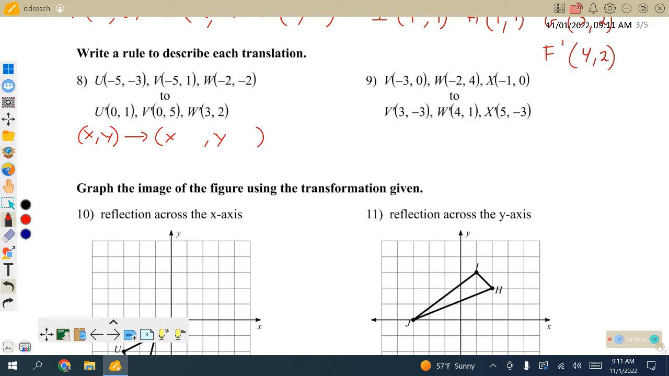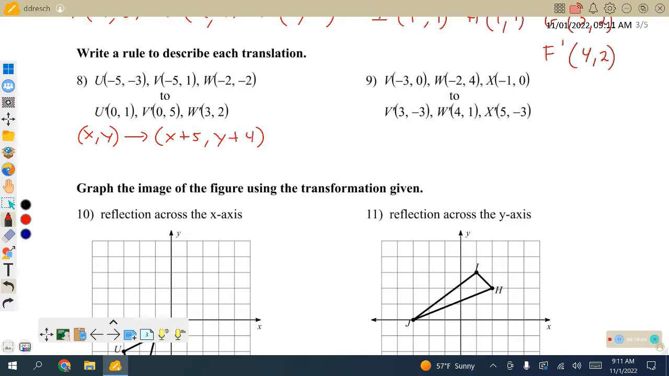So that pre-image coordinate x, y, how's that going to get transformed? We start off at negative 5, then we were at 0. How does that happen? Add 5, right? So we had to add 5. And then for the y coordinate, we're at negative 3, then we're at 1. Plus 4, right? So y plus 4.